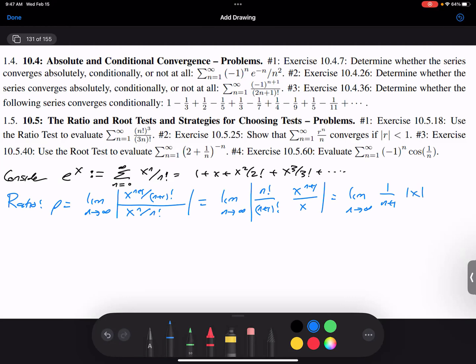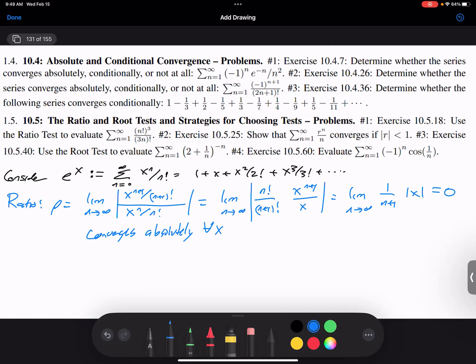So x is fixed. As n gets larger and larger and larger, what does this limit equal? It equals 0. So what do we know? So by the ratio test, since this limit is 0, what do we know? Yeah, converges absolutely. Great. Not only does it converge, it converges absolutely for all x. This is the definition of e to the x.